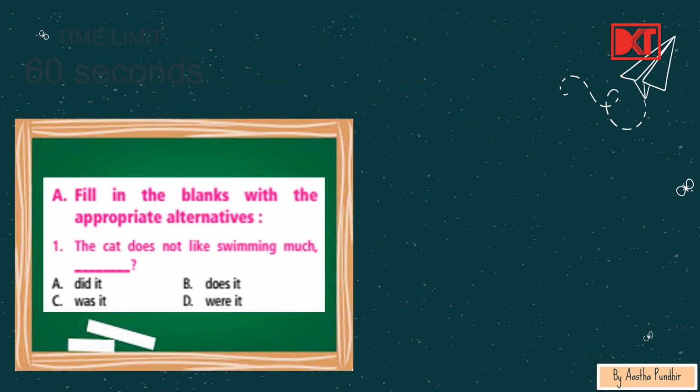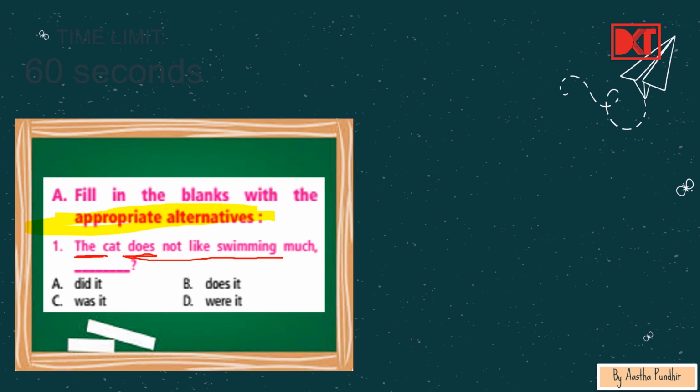Alright, so now we start off with the questions. Here this one says fill in the blanks with the appropriate alternatives. Let's see. The cat does not like swimming much, dash. Okay, so it is a question tag, and for question tags let's follow our rules. First rule, the statement is negative, so the question tag will be positive. Then the subject and the auxiliary verb have to be the same.